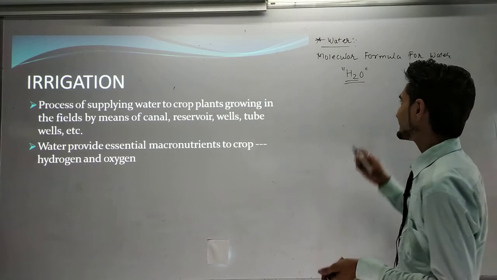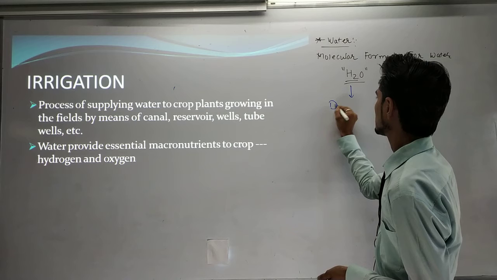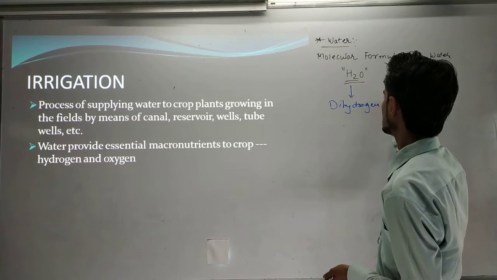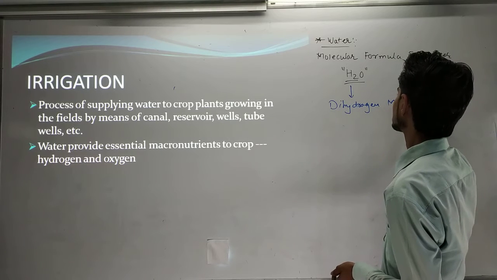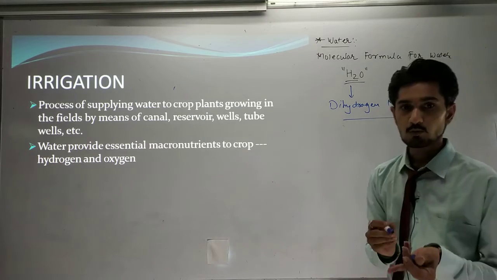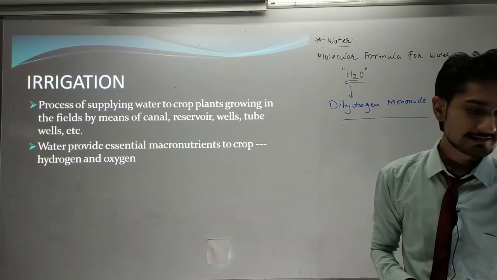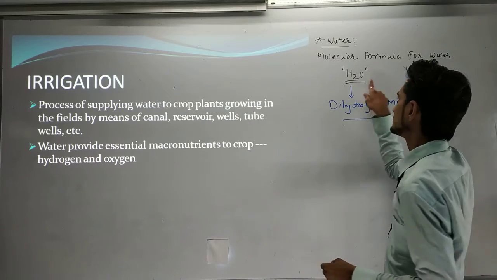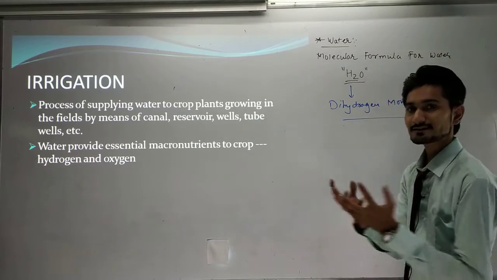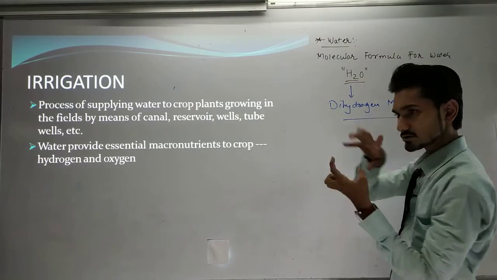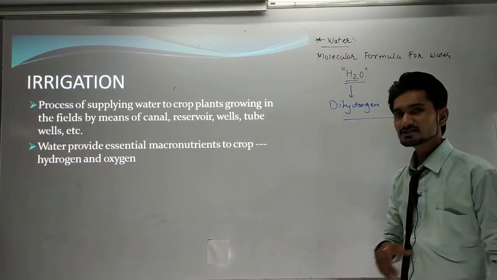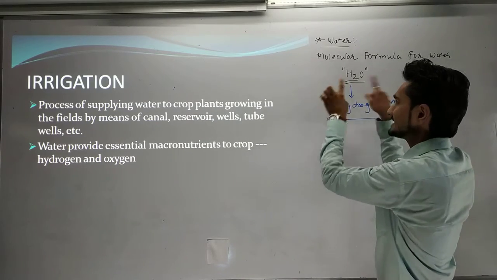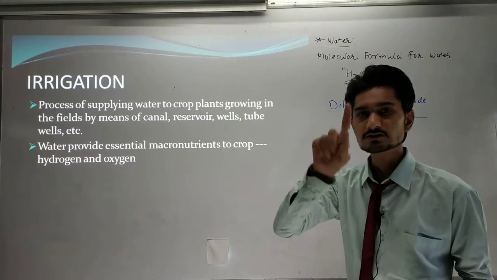Okay, what is it called? It is called dihydrogen monoxide. So this is the chemical formula for water, and what it defines is that it contains 2 atoms of hydrogen and 1 atom of oxygen. It contains 2 atoms of hydrogen, and it also consists of 1 atom of oxygen in itself. Okay, so that makes H2O, and that makes 1 molecule of water.